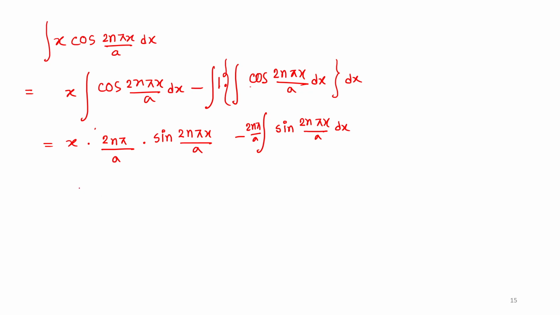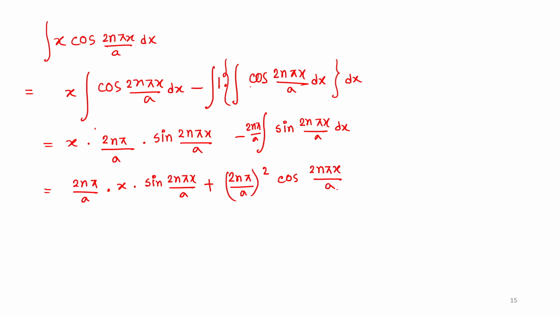There is another dx there, so it is 2nπ/a x sine 2nπx/a minus 2nπ/a square. Integration of sine will give you plus cos, right? And 2nπ/a, that's why I have written it in a square term. Earlier there was 2nπ/a, so this is going to lead to cos 2nπx/a.